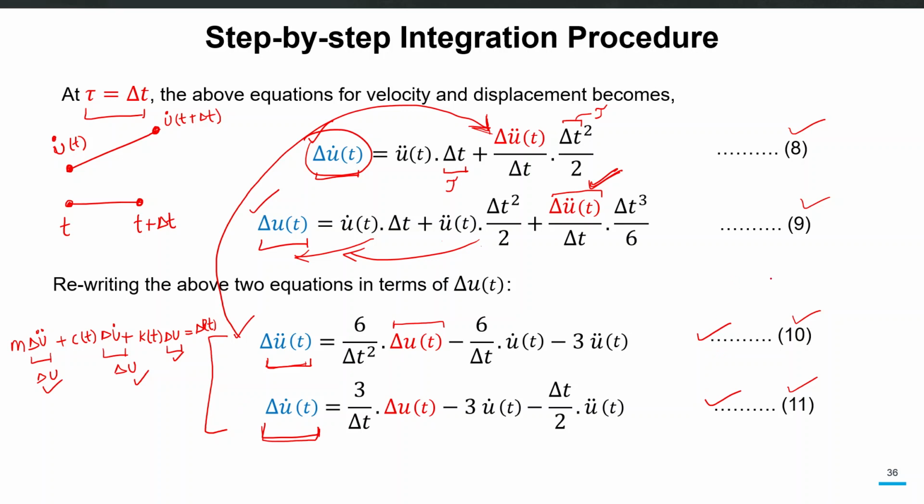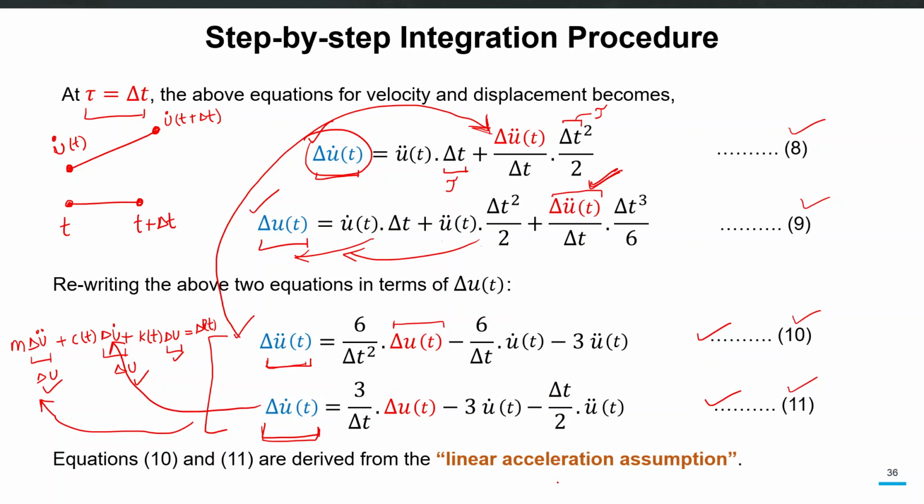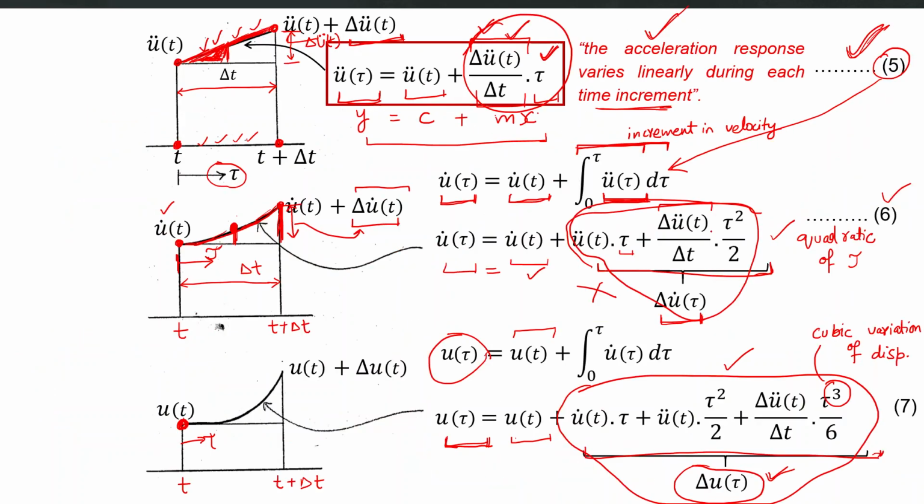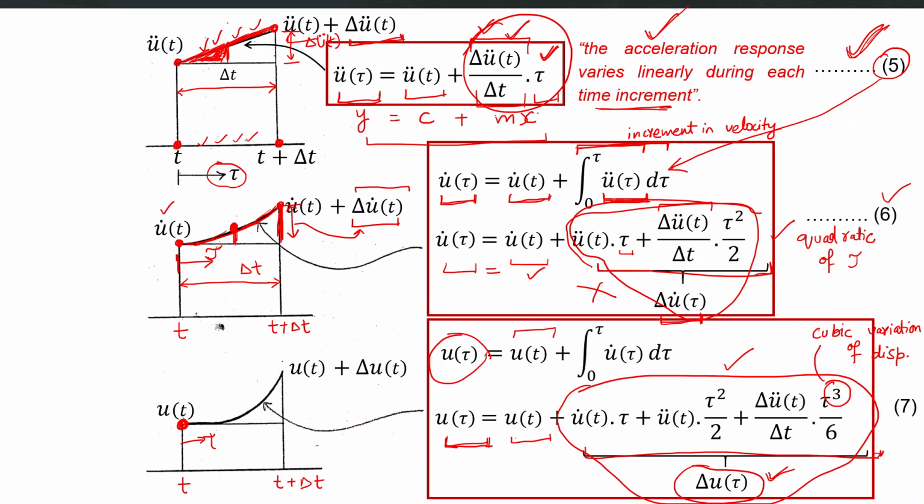So this was the reason why we have rearranged equations 8 and 9 in the form of equations 10 and 11. So now we can put this delta u dot dot and delta u dot in the governing equation of motion. Remember again that equations 10 and 11 are derived from the linear acceleration assumption. They are basically coming from equations 8 and 9, and equations 8 and 9 come from the last slide where we have used this linear acceleration approximation.